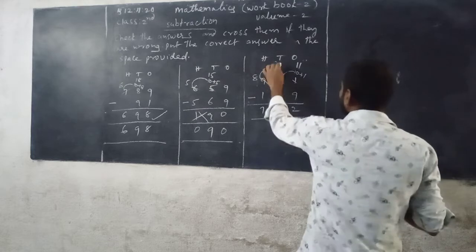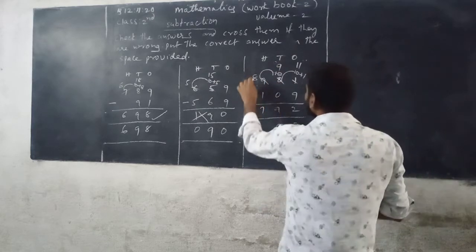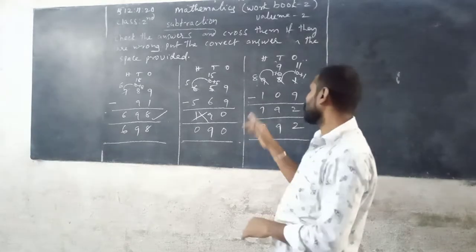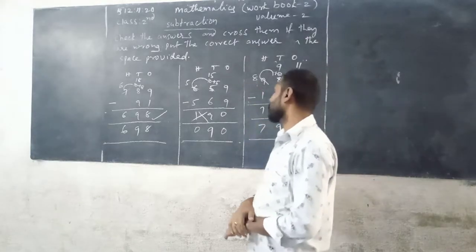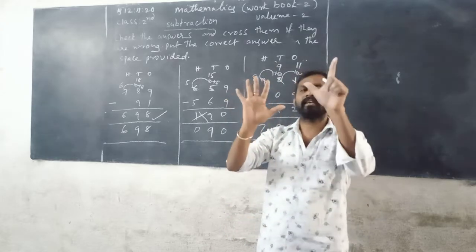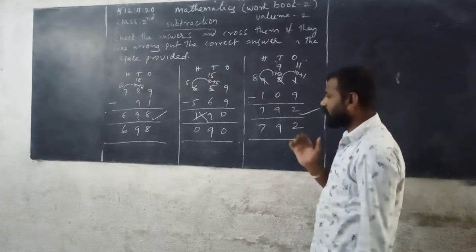Now next, 9 minus 0 means you can get 9. Next 8 minus 1 also you can get 7. So you can count 1 after 2 to reach 8. 1 after 2, 3, 4, 5, 6, 7, 8. So 7. 792. So the given answer is also correct.